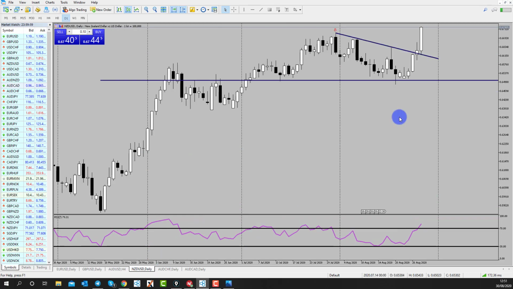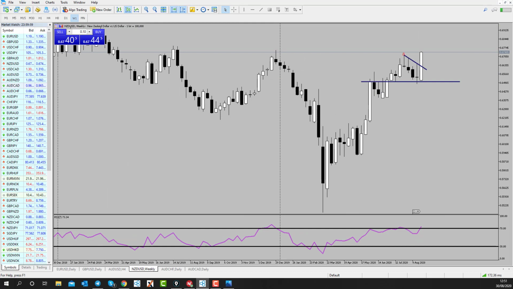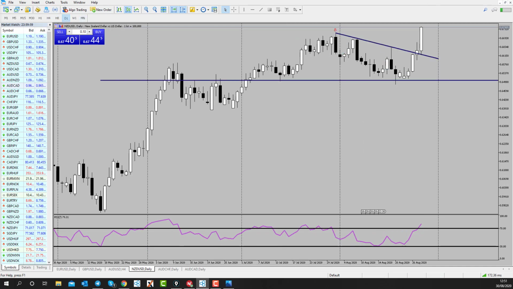Going into Kiwi, pretty much the same sort of thing going on here. Now, Kiwi was the only one I wasn't too interested in last week, because Kiwi was already at this weekly support, and we can see that's been a really good move there on Kiwi. That weekly trend has started to continue, so we could see again another rally up in the New Zealand US dollar prices. Daily time frame has now broken trend.